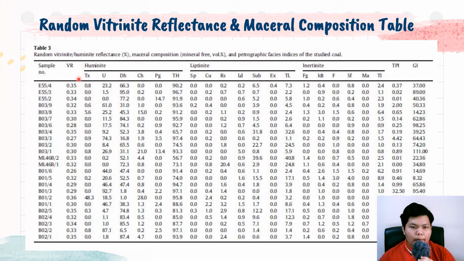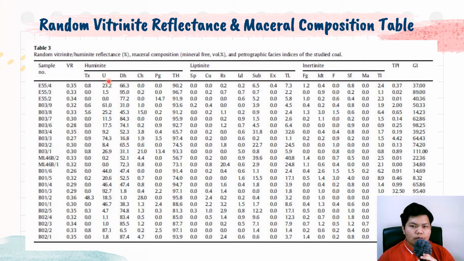Okay, the vitrinite reflectance percentage, for example, 0.35% for sample number E55/4 and 0.33% for sample number E55/3. Next is the maceral composition, that is the information that we can obtain.